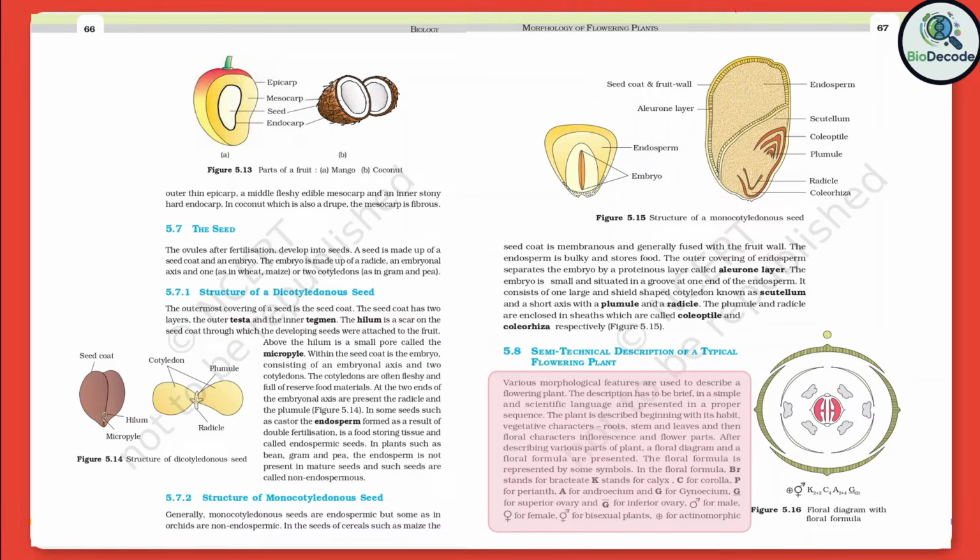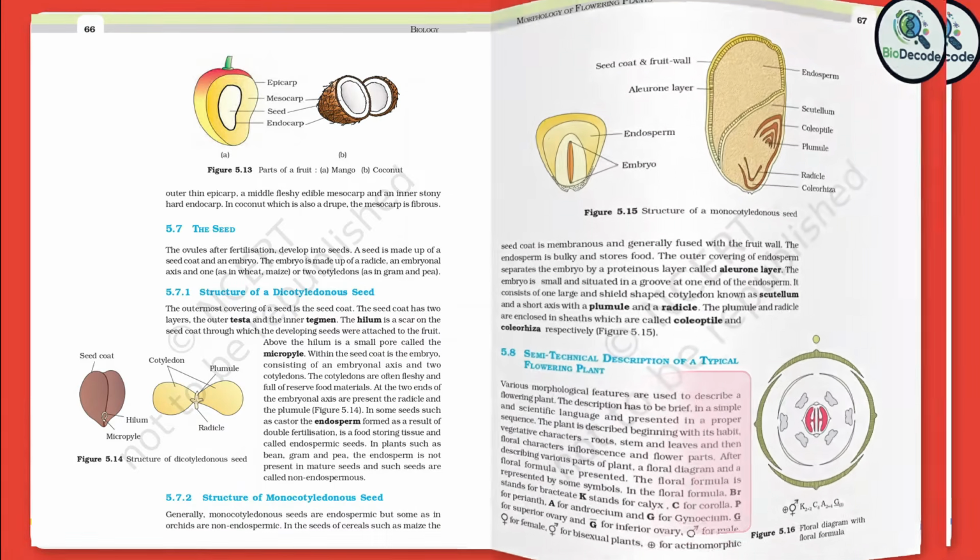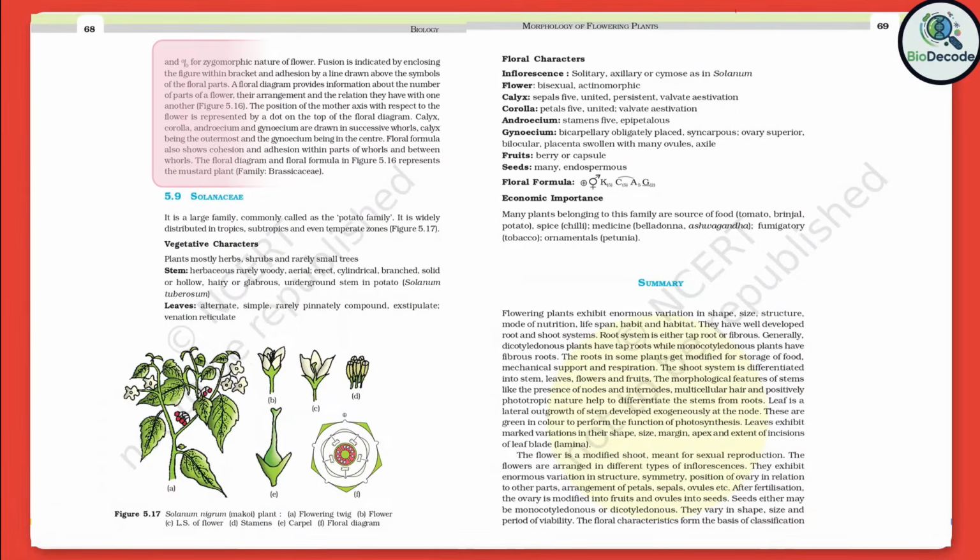A circle with a plus sign inside it indicates actinomorphic, and a percentage-like sign indicates zygomorphic nature of the flower. Fusion is indicated by enclosing the figure within brackets, and adhesion by a line drawn above the symbols of the floral parts. A floral diagram provides information about the number of parts of a flower, their arrangement, and the relation they have with one another. Figure 5.16. The position of the mother axis with respect to the flower is represented by a dot on the top of the floral diagram.